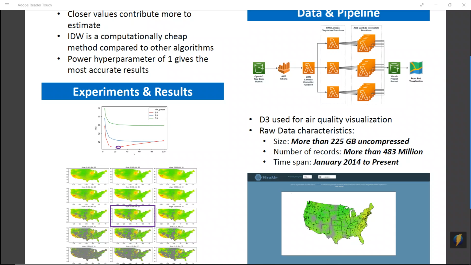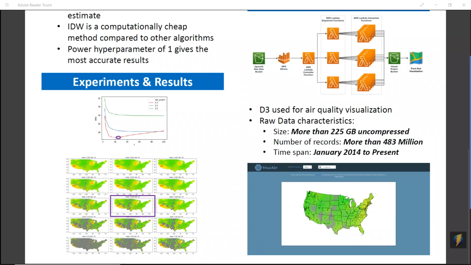There are over 225 gigabytes of data across more than 483 million records from January 2014 to the present. And this is what the resulting website looks like.